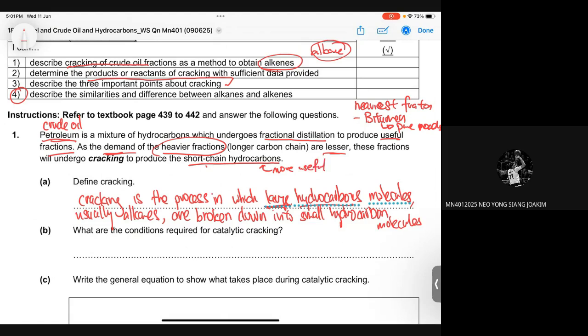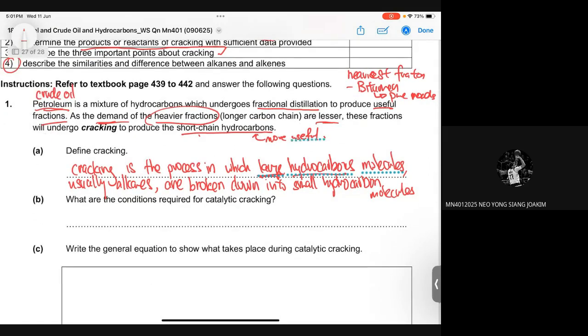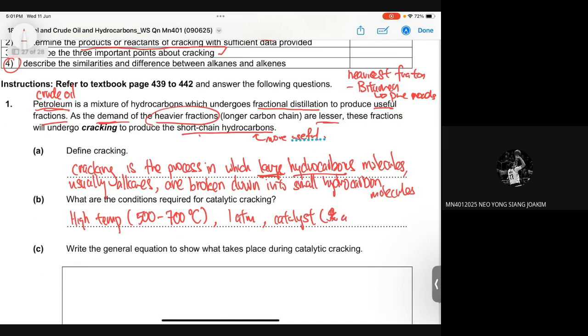Okay, more useful. Okay? Now, so what are the conditions required for catalytic cracking? So, few things. First thing is high temperature. Normally this will be about 500 to 700 degrees Celsius. In terms of pressure, we don't need high pressure, just your normal pressure, 1 atmospheric pressure. And the last one, usually there will be a catalyst involved. Now, the catalyst you normally see is actually aluminium oxide. Let me write it down: aluminium oxide, and so it's a combination, and silicon dioxide.